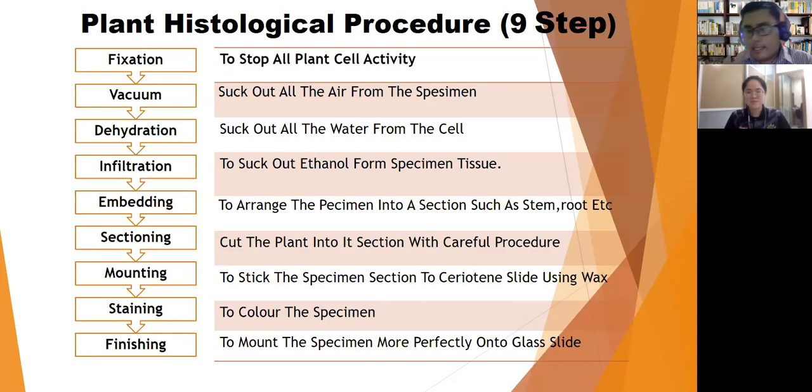Okay, next is sectioning, where we cut the plant into sections with a careful procedure. Then the next process is mounting. This is to stick the specimen section to a slide using wax. The next is to stain the specimen, where we use xylene and ethanol to color the specimen. Then lastly is finishing, where we mount the specimen perfectly onto the glass slide.